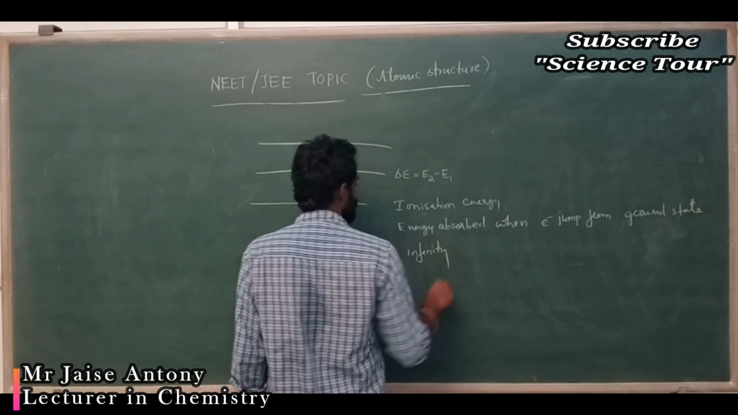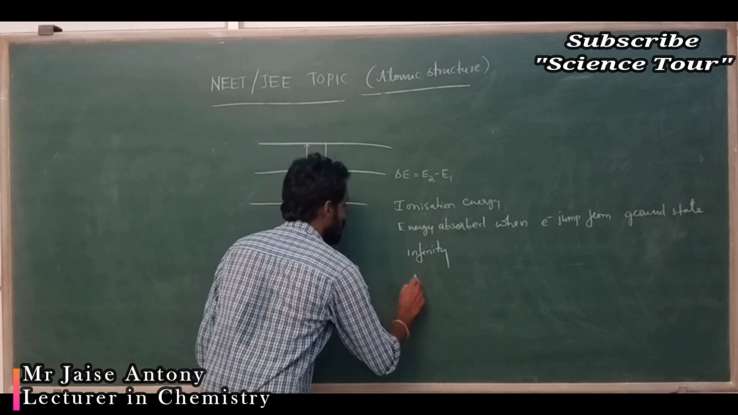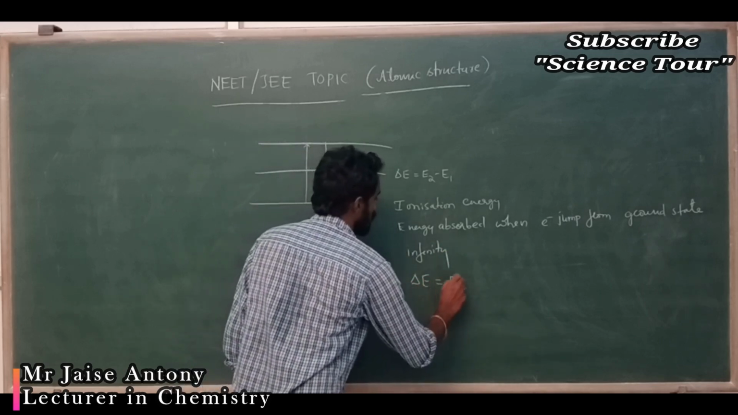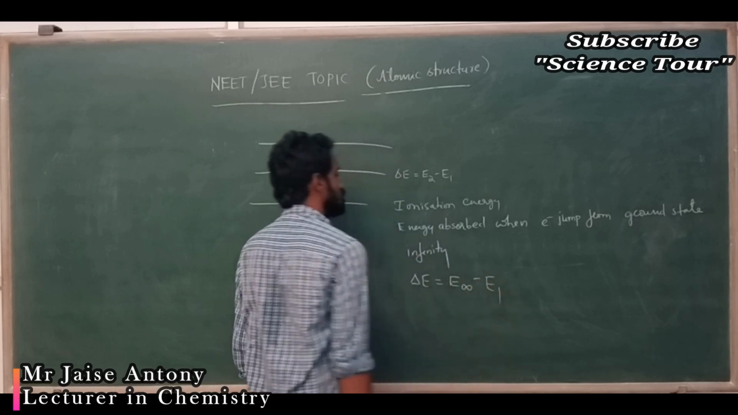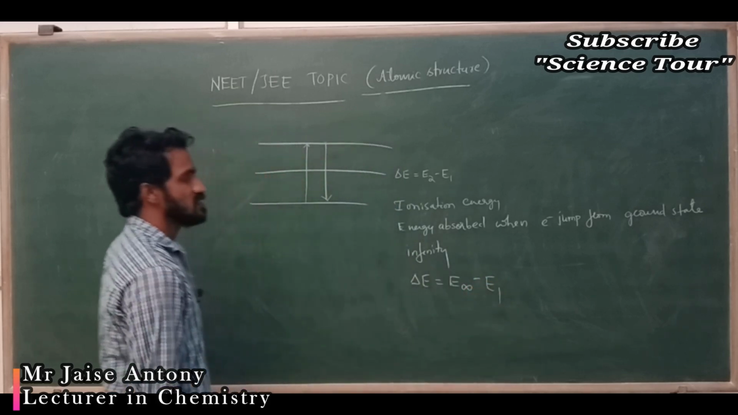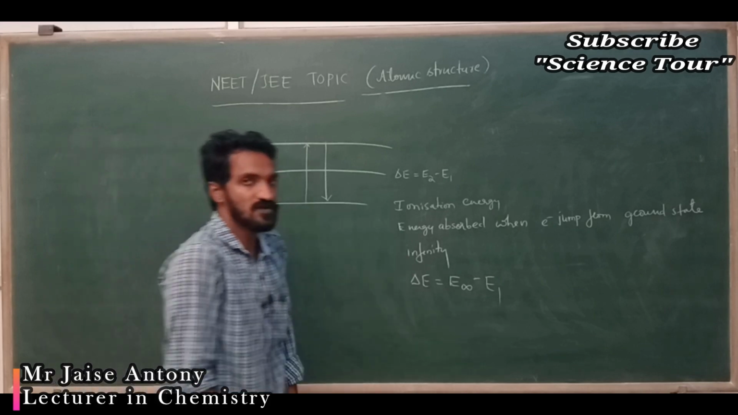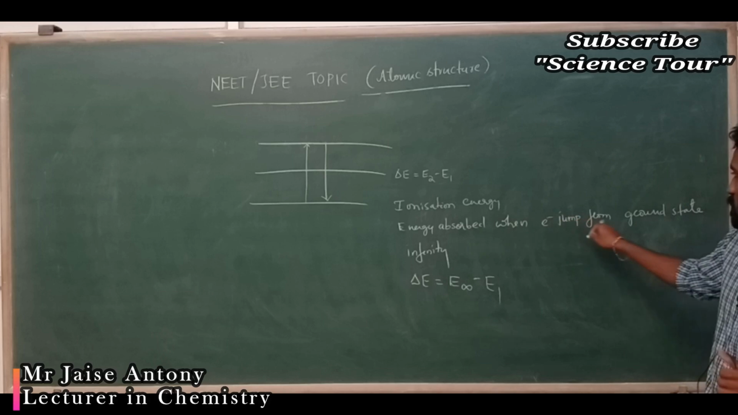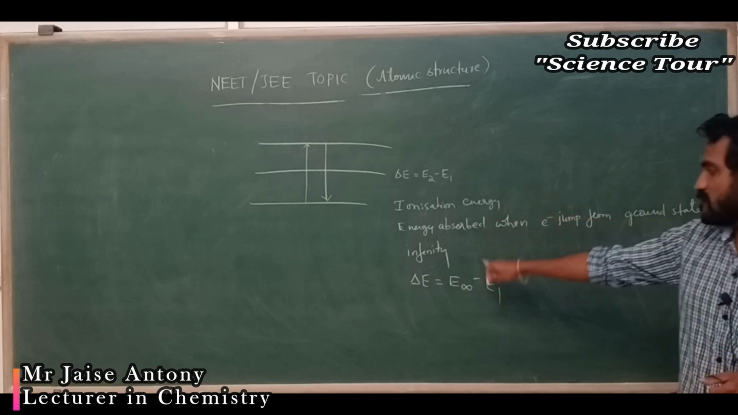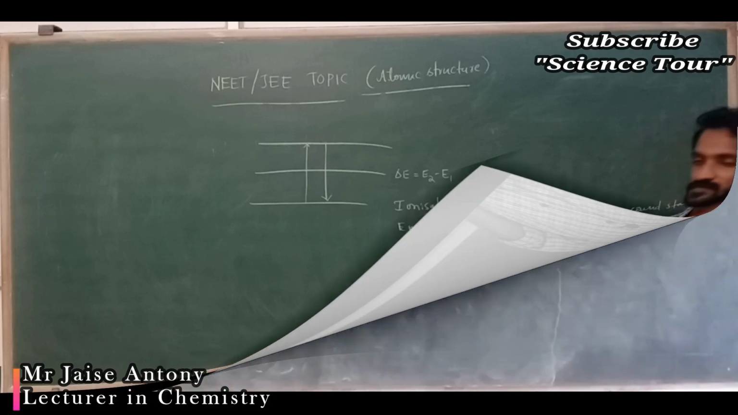Please note down this formula, my dear students. Here delta E is equal to E infinity minus E1, where the higher energy level is infinity. Just note down this formula. It's not too important, my dear students. E infinity is nothing but the jump from the ground state to infinity, and the ground state is E1.